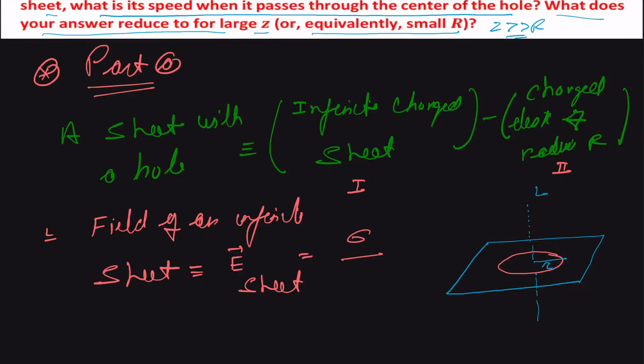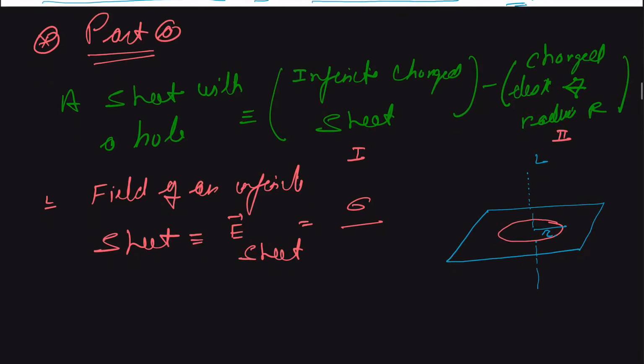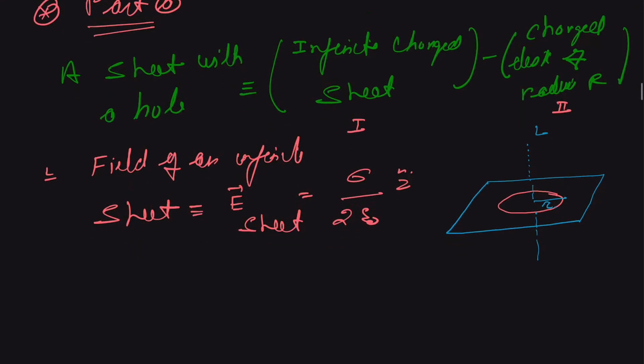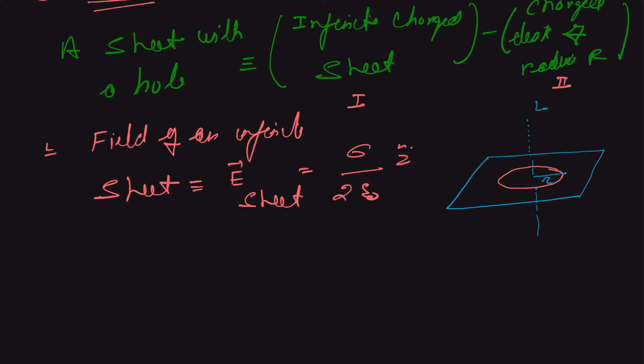So we were discussing that an infinite sheet having a charge density of sigma has an electric field given by the standard formula, sigma upon 2 epsilon naught in the z unit vector. This is for a point above the sheet, and below the sheet the direction will be reversed. Okay. And we can also write for our part 2.